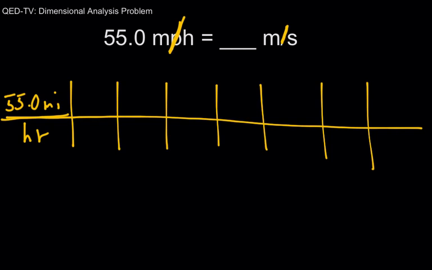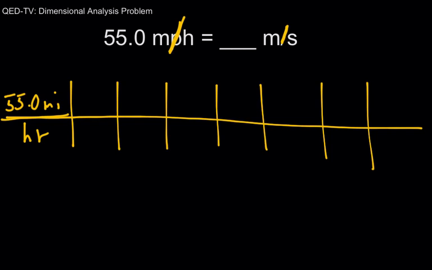Don't know if I need to use all of those or not, but on the top we don't want miles, we want meters, and on the bottom we do not want hours, we want seconds. So it doesn't matter which one we start with. We just need to cancel units until we get the correct units where we want them. And I'll go ahead and use the bottom one first. Let's convert hours into seconds.